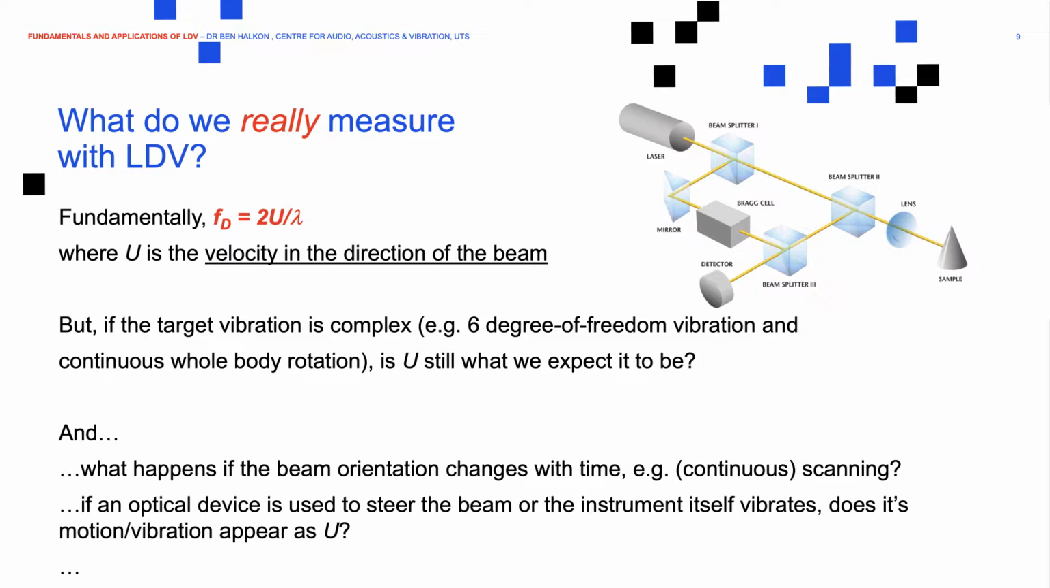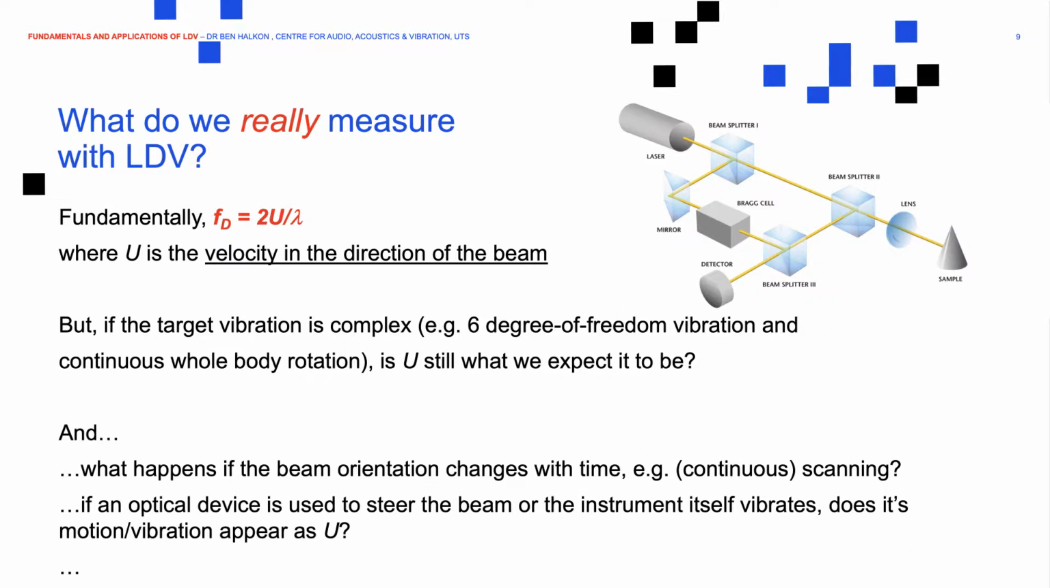and we can apply them to a range of different measurement techniques that have grown in popularity, including scanning, which might be continuous if we move the laser beam continuously rather than from one point to the next. And also if an optical device is used to steer the beam, or indeed the instrument's on some sort of a vibrating vehicle or platform, and so it's leaping around, because we make a relative vibration velocity measurement, the difference of the velocity of the target surface and of the instrument.